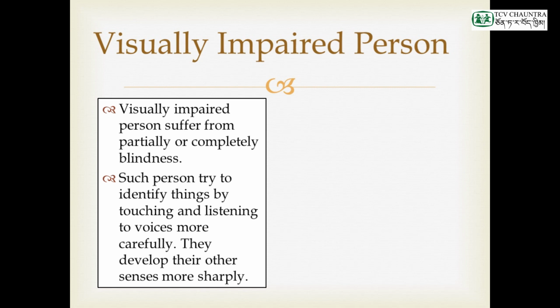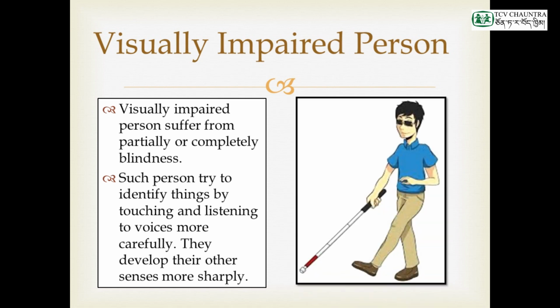Such persons try to identify things by touching and listening to the voice more carefully. Now he will listen more, he will touch more, and they develop other senses more sharply. This touching and hearing will help him to identify things more clearly than a normal person. That is a visually challenged person.